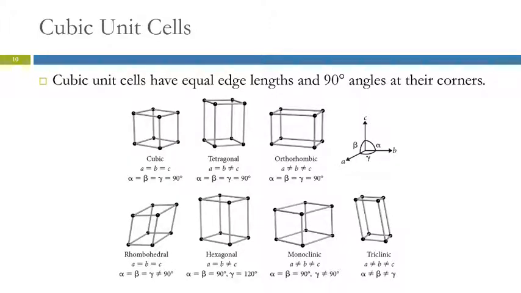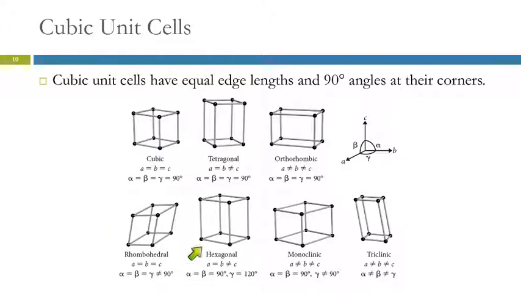So there are different kinds of unit cells. Cubic unit cells have sides that are all equal in length. So a cube has equal edge lengths and 90-degree angles. So it has a cube shape, right? So here's a cube, all the sides are the same length and the angles are 90 degrees.